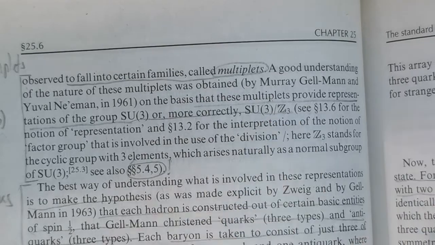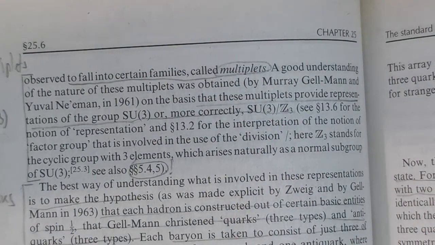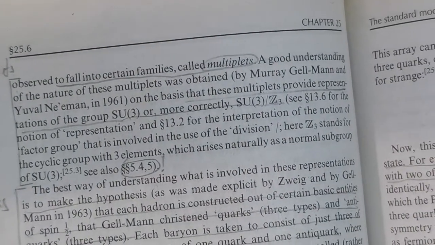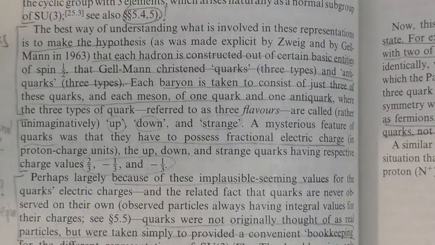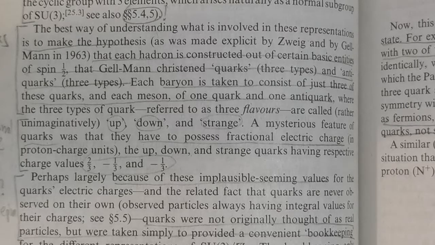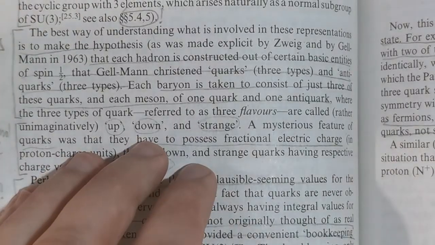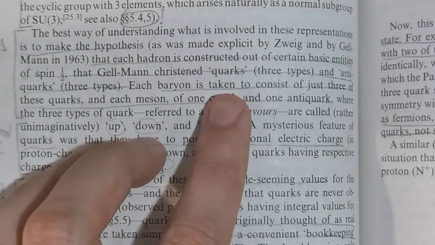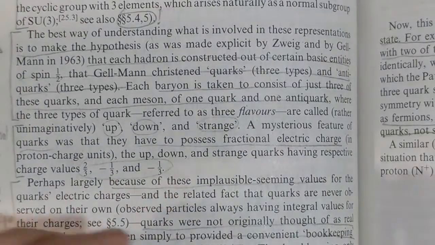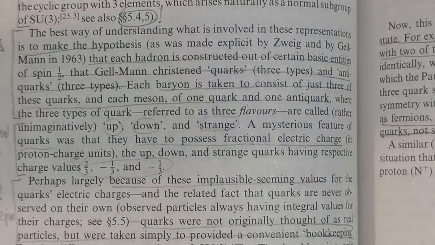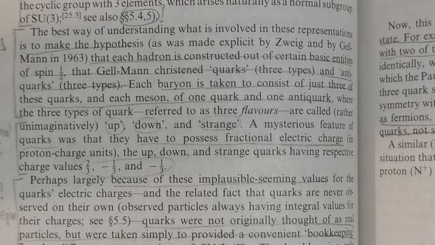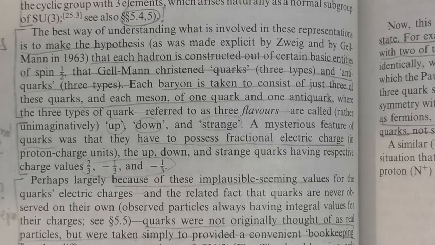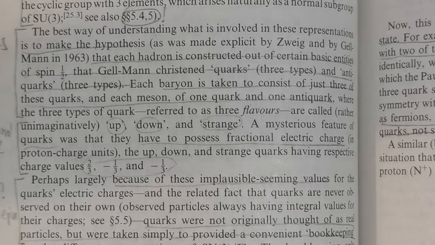Initially that symmetry was about the flavors. So the whole theory was based on the quarks, and those quarks were divided into three types, three flavors: up, down, and strange. A baryon was taken to consist of three of these, and a meson of one quark and one antiquark.